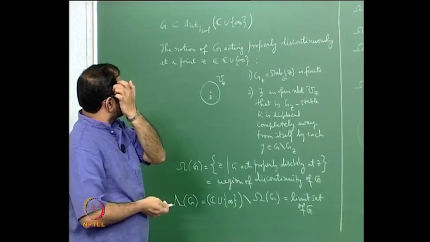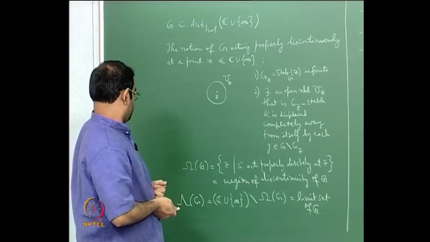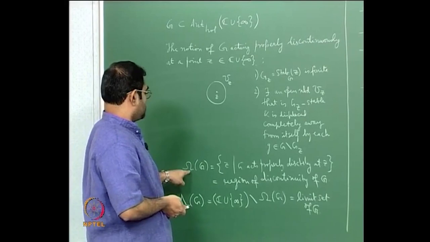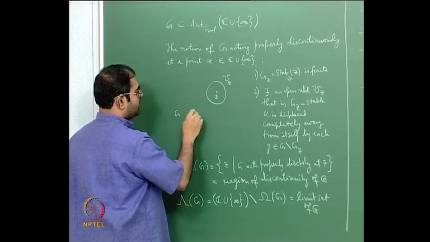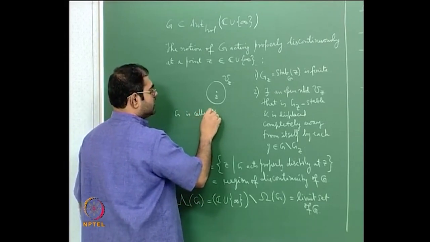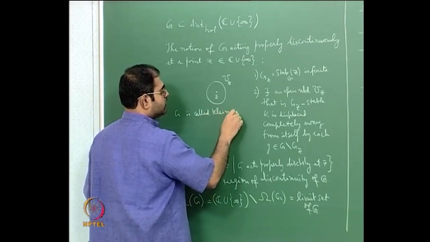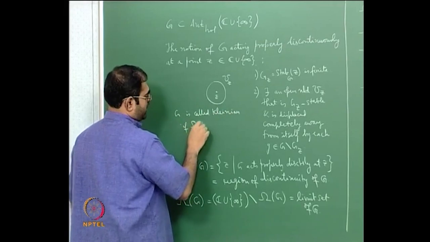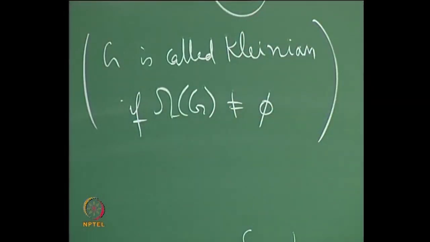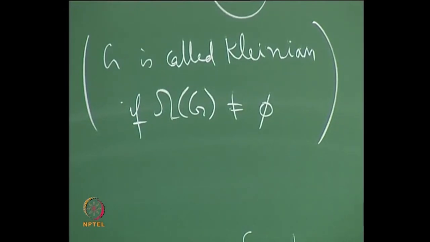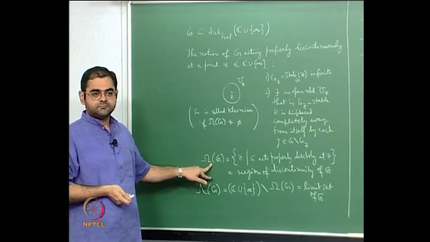Of course, in all these things, I'm assuming that G is Kleinian, so I should remind you. G is called Kleinian if omega of G is non-empty. Of course, we are working only with Kleinian groups. I don't want this to be the empty set, right?